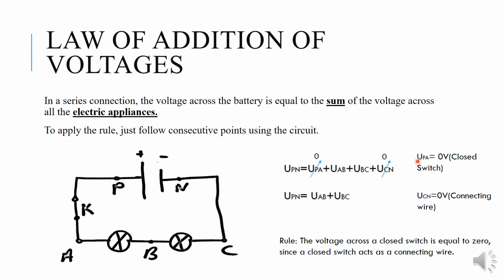So UPA equals 0, it's a closed switch, it acts as a wire. Please, you have to study this rule. And UCN is equal to 0, it's a connecting wire. You also have to study this rule.